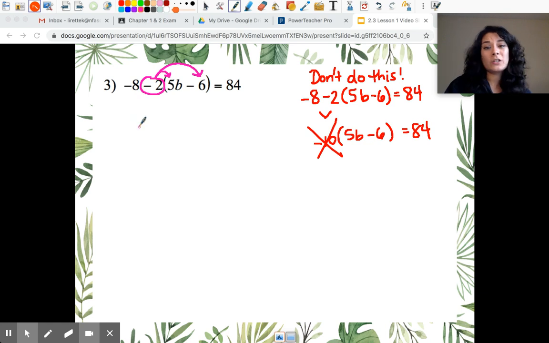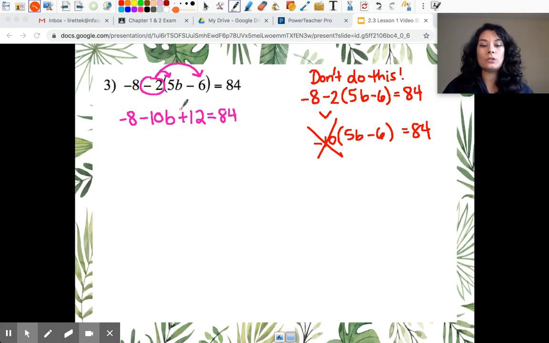The -8 is just going to come down for the ride. Just going to bring that down in my next line of work. And then I multiply to get my 2 products. -2 times 5b is going to give me a -10b. -2 times -6 is going to give me a positive, because the 2 negatives cancel when I multiply, a positive 12. This is why it's so important to first check on the sign that you're distributing, because if I had written -12 here, I would have gotten a completely different and incorrect answer as I continue to solve. Step 1 is done, we distributed.